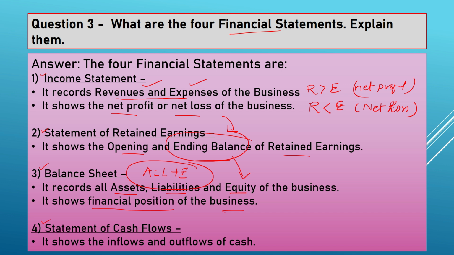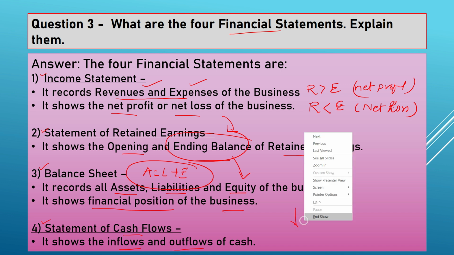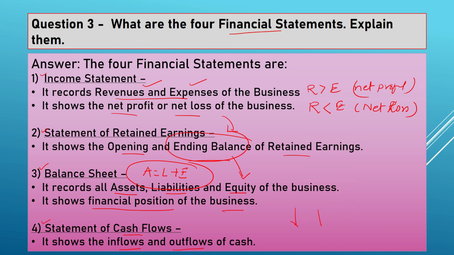The last one is the statement of cash flows. It is a very simple statement. It shows only the inflows and outflows of cash, that is, from where the cash comes in and where the cash goes out. So in and out, that is, inflow and outflow of cash, is shown in the cash flow statement. So in this way, your complete question will be about the four financial statements.